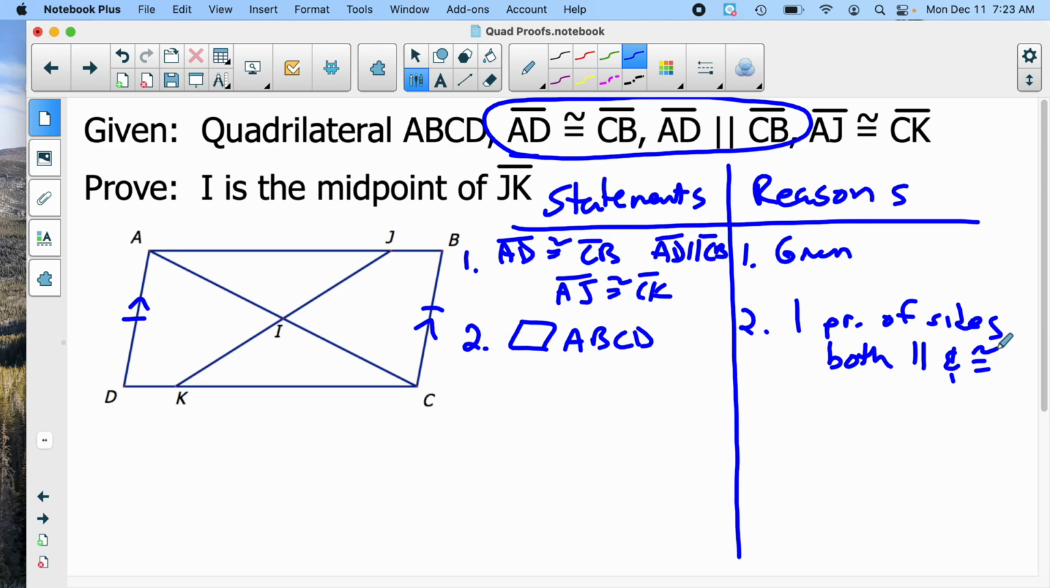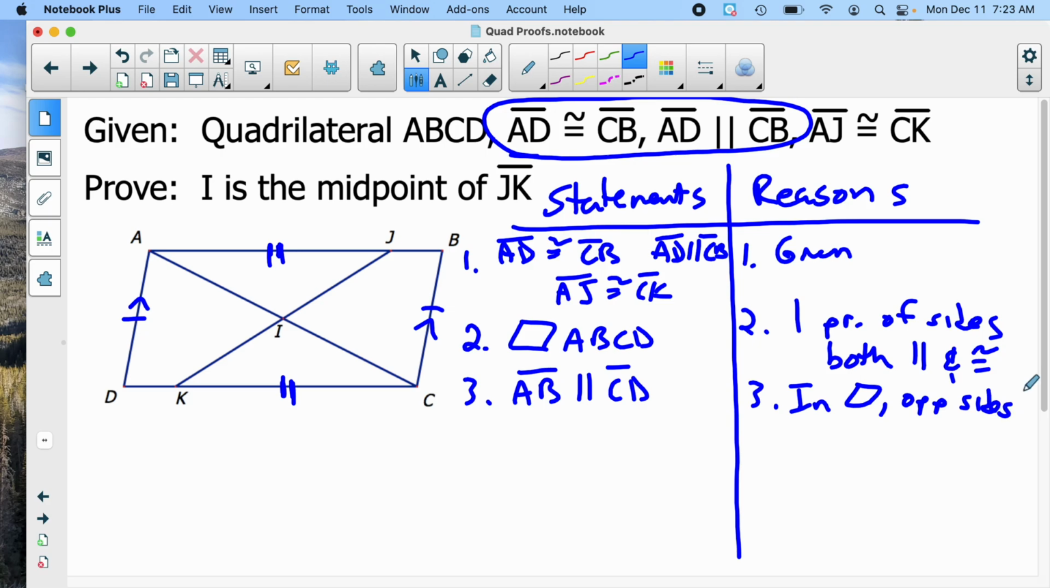I want to prove that I is the midpoint of JK. So I'm thinking I want to prove maybe some triangles congruent. So let's go and do that. I know that AJ is congruent to CK. That's pretty good. Because it's a parallelogram, I know that AB is parallel to CD. In a parallelogram, opposite sides are parallel. So then I'm going to get a pair of angles here, and I'm going to get a pair of angles here.